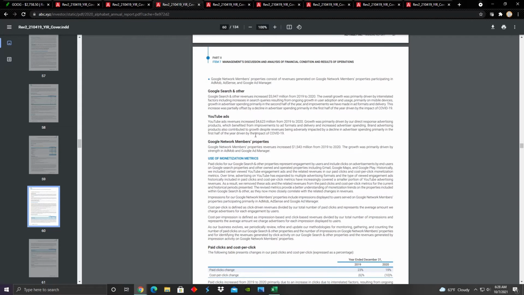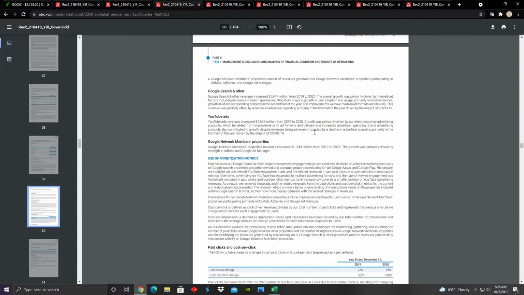We can see if we scroll down a little bit, YouTube ad revenues increased by 4.623 million, or no, this is $4 billion, sorry, because it's 1 million times the 4,000.